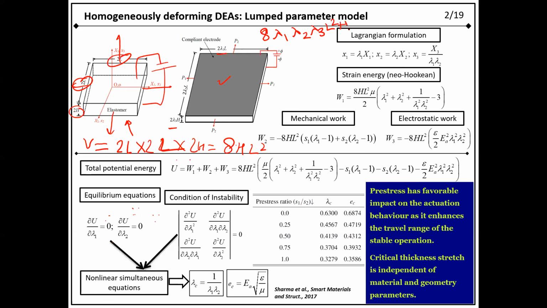Such kind of materials are incompressible, so the volume will remain the same. If we equate the volume in both configurations, V2 and V1, we obtain that the multiplication of lambda 1, lambda 2, and lambda 3 is 1. So that we can obtain from here.